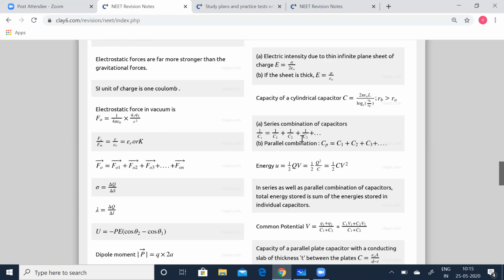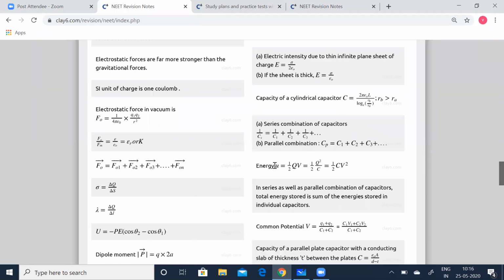But in the case of capacitors combined in series, the equivalent capacitance is given by 1 by Cs equal to 1 by C1 plus 1 by C2 plus 1 by C3. So remember, it is the reciprocal of the individual capacitors: take the reciprocal of each and sum them up, then find the value of the equivalent capacitance. Whereas in a parallel combination, Cp is equal to C1 plus C2 plus C3 and so on to Cn.